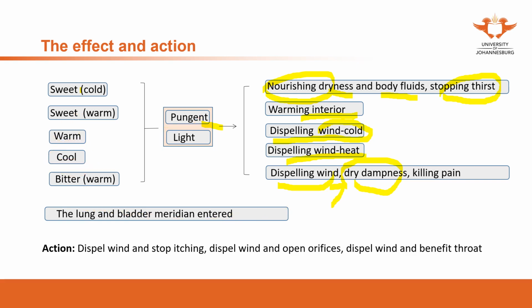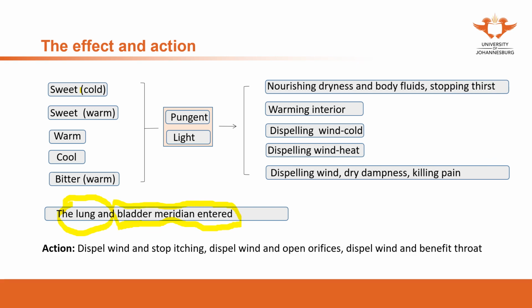The meridian tropism, most of them enter the lung and bladder meridian. The lung is related to the superficial. As for the bladder meridian, the reason is that from the six meridians, the bladder meridian is also related to the superficial.